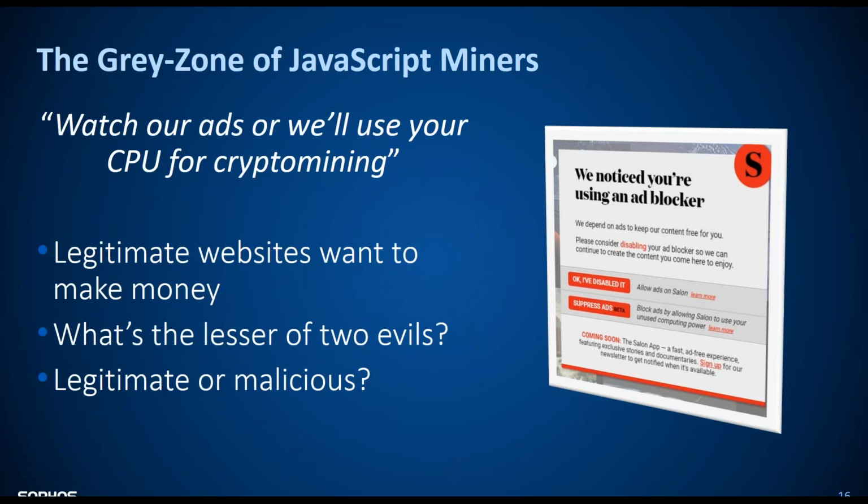And this idea was also picked up by other websites. So that's an example of a US website. It's salon.com, I think, and they also run it as a beta. So they tell you, okay, listen, we noticed that you are running an ad blocker, so we are making money out of ads, so that's how we pay for providing you this service. So please disable the ad blocker so we can make some cash, or we can also suppress the ads, but you will basically give us some access to your unused computing power. So what they are doing here, yes, they are mining cryptocurrencies. So legitimate websites, they want to make money.